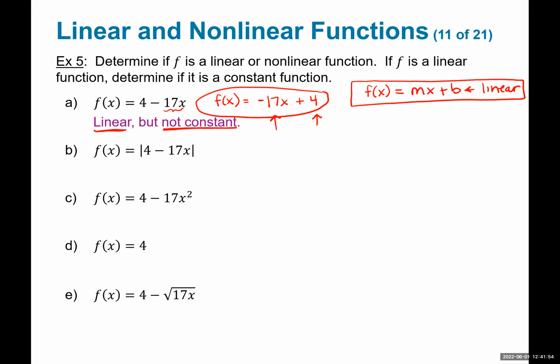For B, do you think it's linear or non-linear? I'm gonna say that this one is non-linear because it has absolute value. Absolute value looks like a V. So it's non-linear. Okay. C, this has an exponent. That means it's a parabola. That's not a line. Therefore, non-linear.